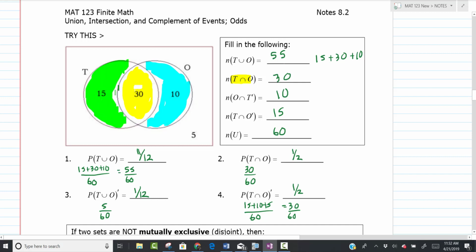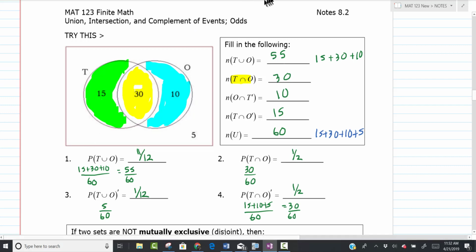And then the universe would just be everything put together. All right, so we'd have 60 if you add those numbers up like that. So that's just 15 plus 30 plus 10 plus 5 is how I got the 60 on that. Okay, so here's how I do the probabilities now. So the probabilities go like this.